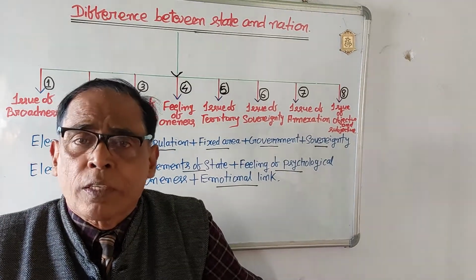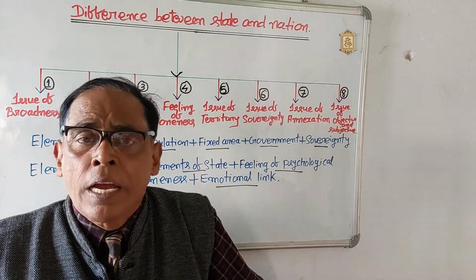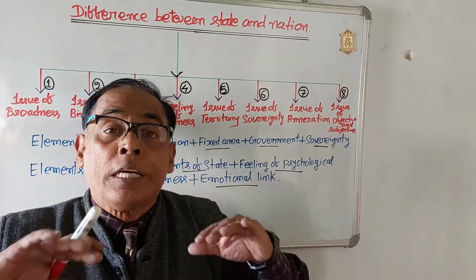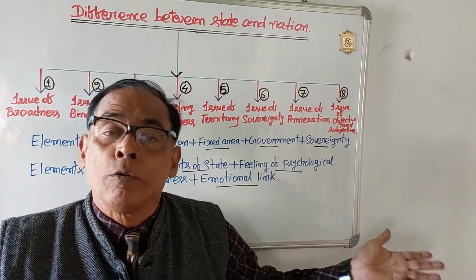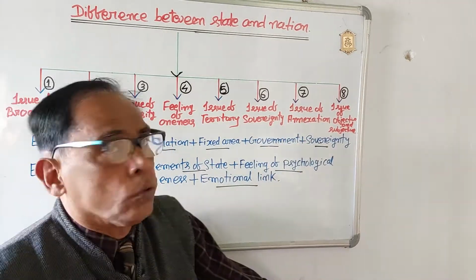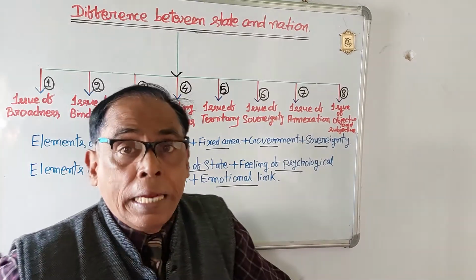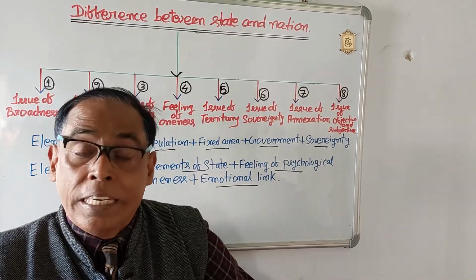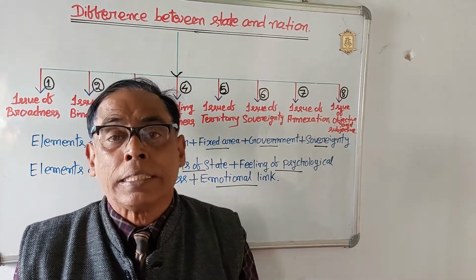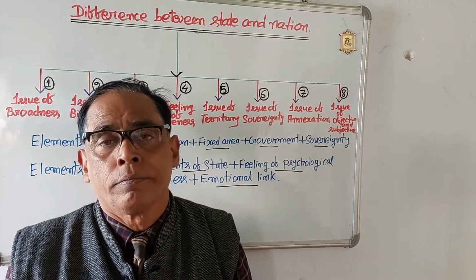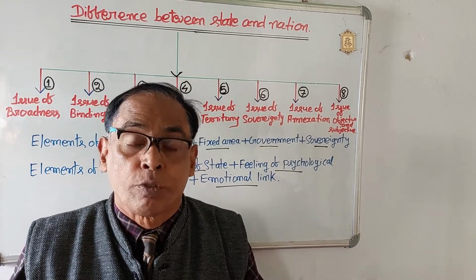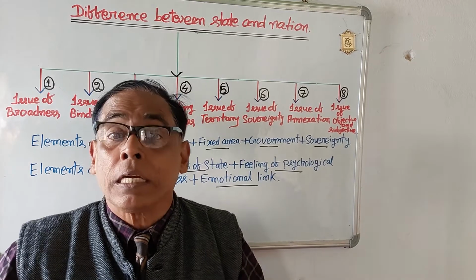For example, prior to 15th August 1947, Indians had no state because they were not independent. But Indians were living in different parts of the world. They were nations, but not state. Now we'll come to the 7th one, issue of annexation. It means a state can be conquered, a state can be annexed, but a nation cannot be subjugated, or a nation cannot be annexed.